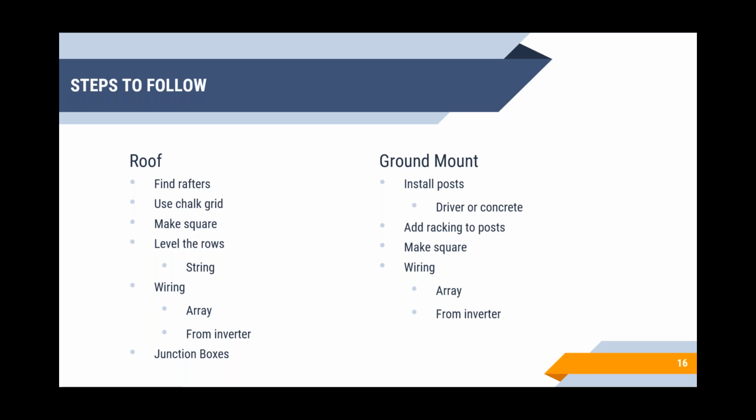Then level the rows with a string. This is where you're adjusting the height of your racking. After you get your feet on, your L brackets set, and your rails set, come back and adjust the height of those. With an older roof, you'll have some dips and valleys and some high points. You do this so that you can adjust the height, and whenever you look up at the array, it's perfectly flat and doesn't have any, I guess I'll call it, ridges in between modules.